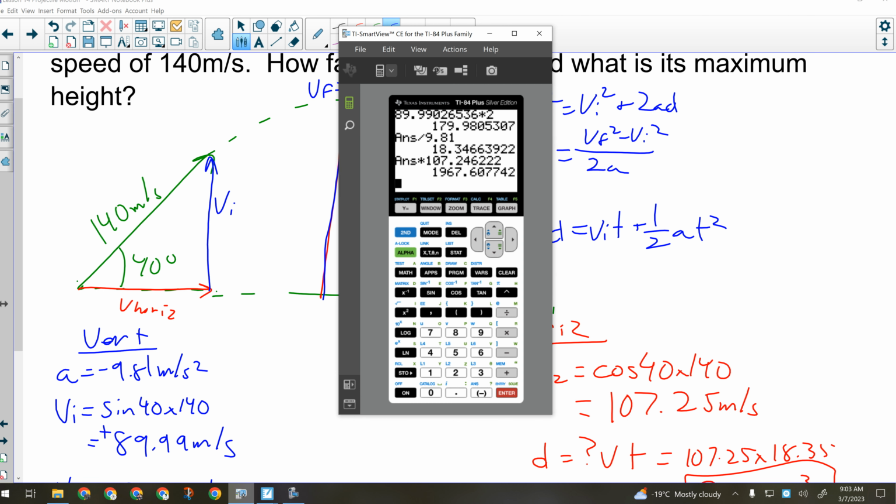So I'm going to take the 89.99 there and square it. That'll be the top, divided by the bottom, which is 19.62, 2 times 9.81. All right, so it's going to reach a maximum height of 4.1 times 10 to the 2 meters. Everybody with me there?